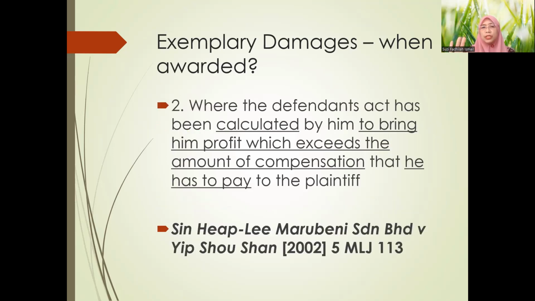Okay, the second exceptional situation, where the defendant's act has been calculated by him, meaning the defendant has in mind, to bring him profit which exceeds the amount of compensation that he has to pay to the plaintiff. So he says, okay, I committed a tort, but later if I were to pay compensation, I'll still get some profit. The amount is lower compared to the profit that he's getting. So it's a very specific situation.